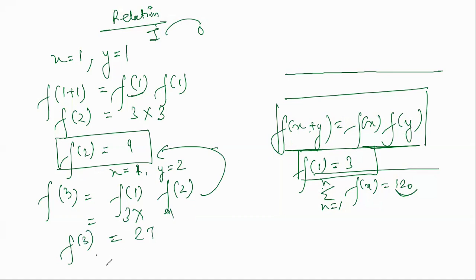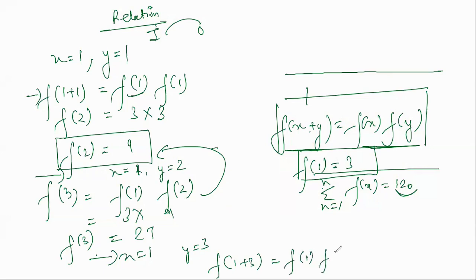If we have to find f(4), we take x as 1 and y as 3. So f(1 + 3) is equal to f(1) f(3). f(1) is 3, and f(3) we just found is 27. So that is 81. Now we have the terms: f(1) is 3, f(2) is 9, f(3) is 27, f(4) is 81, and so on. We don't have to find so many values. This is the sequence actually.